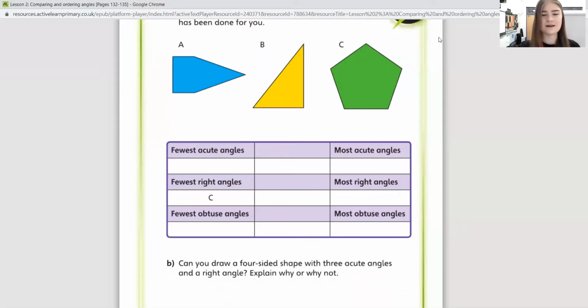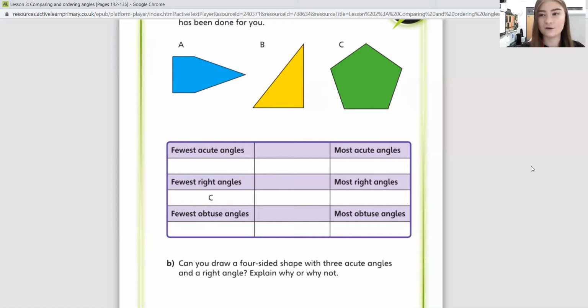Okay. Now, question B is asking you to explore. So you're going to need to pause the video and try and draw me a 4-sided shape with 3 acute angles and 1 right angle. The key there is that you need a right angle. So start with a right angle, and then using those 2 lines that you've got, draw 2 more sides to make a shape. Can you do that? Have a go for me.